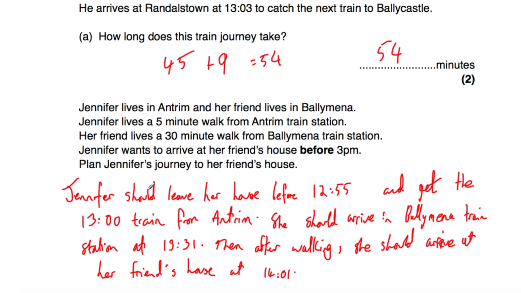Okay, so in terms of Jennifer's journey, she should leave her house before 12:55, just to make sure she's got the 5 minutes to walk to Antrim train station, and get the 1 o'clock train from Antrim train station. She should arrive in Ballymena train station at 1:31. Obviously, we're not guaranteed the train's going to arrive on time. And then after walking, she should arrive at her friend's house at 1 minute past 2. And that's it.